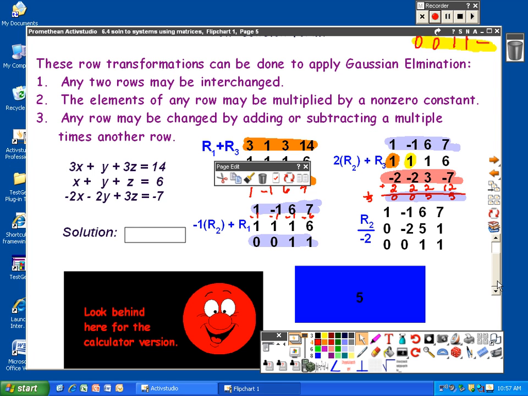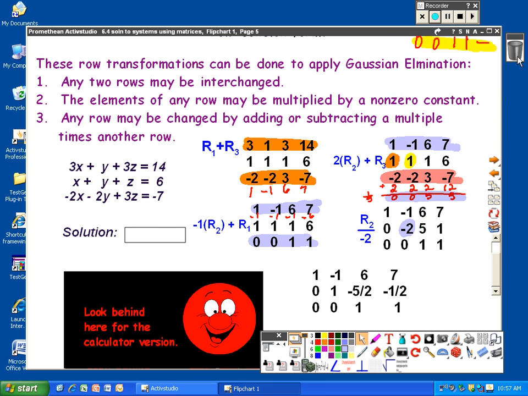So I see here, I need this to be a 1. To have it be a 1, all I have to do is divide all these by -2. And I have 0, 1, -5 halves, -1 half. So now if I take my equivalency, this is z, so z equals 1. Then this would be y minus 5 halves z, which is 1, equals -1 half. That's y minus 5 halves equals -1 half.